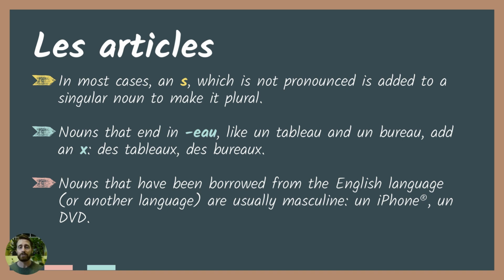Nouns that end in EAU, like un tableau and un bureau, add an X rather than an S. So des tableaux, des bureaux. And the X is still not pronounced. And finally, nouns that have been borrowed from the English language or another language for that matter are usually masculine. Un iPhone, un DVD. So that's one rule that holds pretty true, although there are exceptions to that. But remember that borrowed words are frequently just defaulted to grammatically masculine.